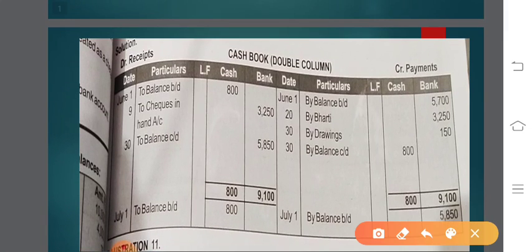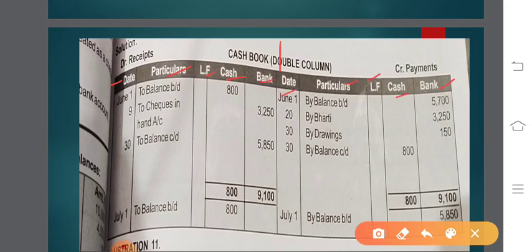Here we go with the solution. So here we have date, particulars, LF, cash column and bank column, because earlier we had a single column cash book where we recorded only cash transactions. But now since we are recording both cash and bank transactions, both need to be written separately. Here we end with the debit. We'll move towards the credit side. Again date, particulars, LF, cash and bank.